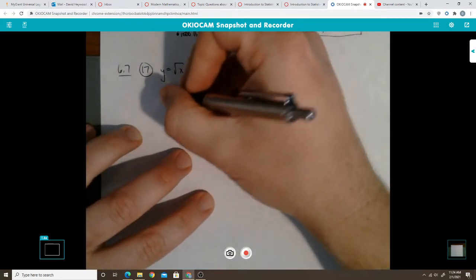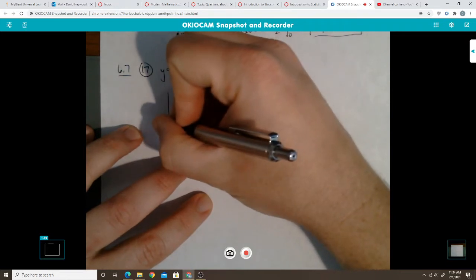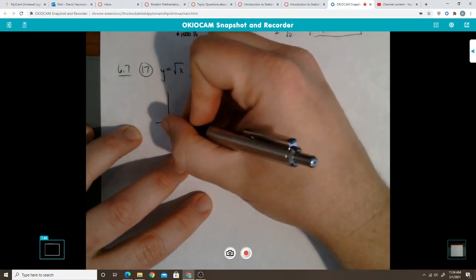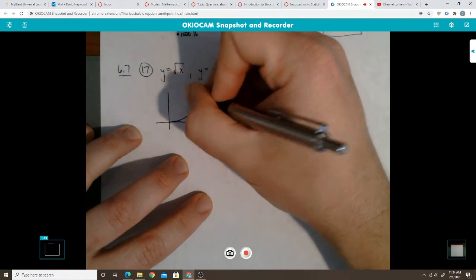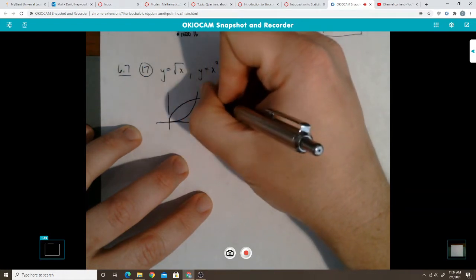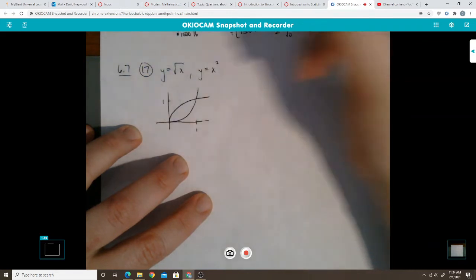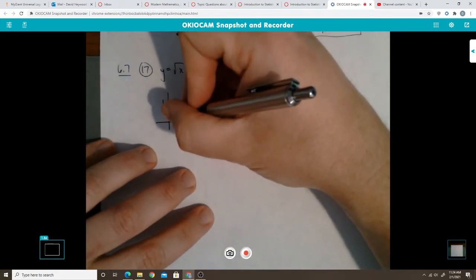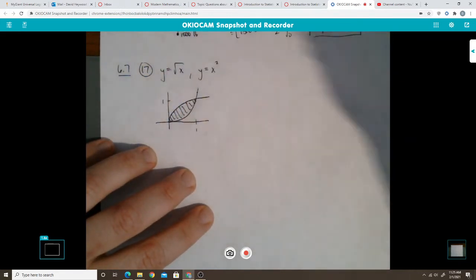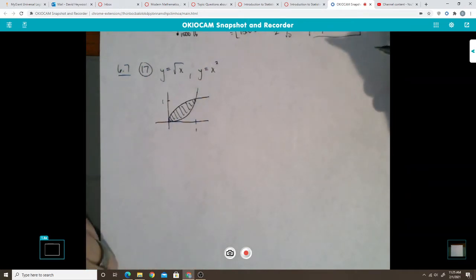I mean, we've seen this kind of thing a billion times by now, right? So x squared looks something like that. Square root of x looks something like that. They're going to intersect at 1, 1. Okay, so that's the region we're talking about. We want to find the centroid, so kind of like the balancing point of that region.